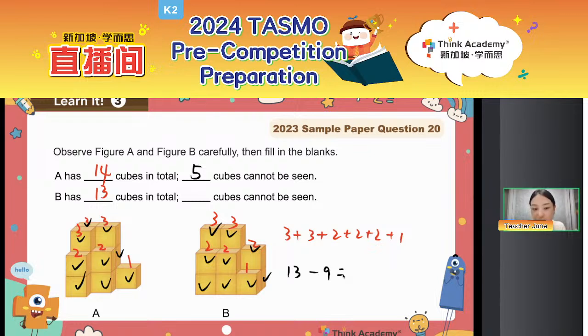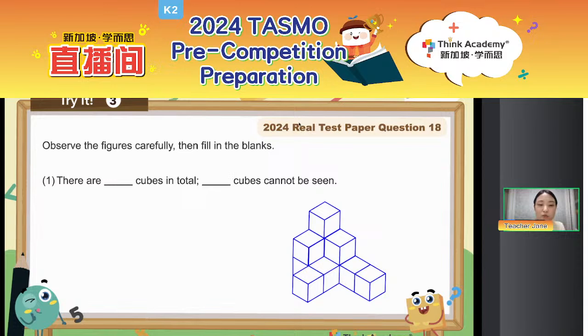Okay, let's see what is the answer. Okay, how about Julian and Sydney? Okay, perfect. Good job. So we can see our final answer here will be 4. Easy peasy lemon squeezy already, right, everyone? And then do this question. We can see, observe the figure carefully and then fill in the blanks.